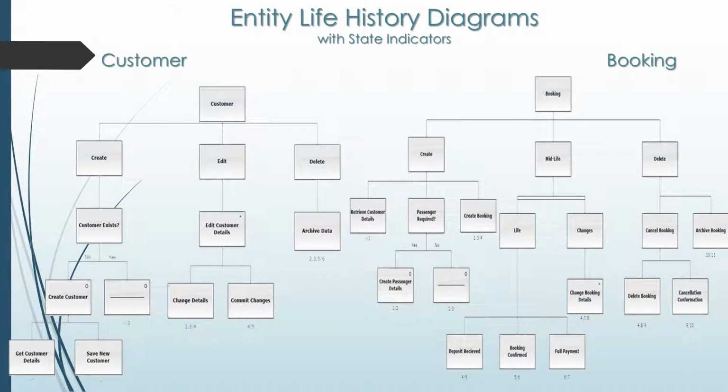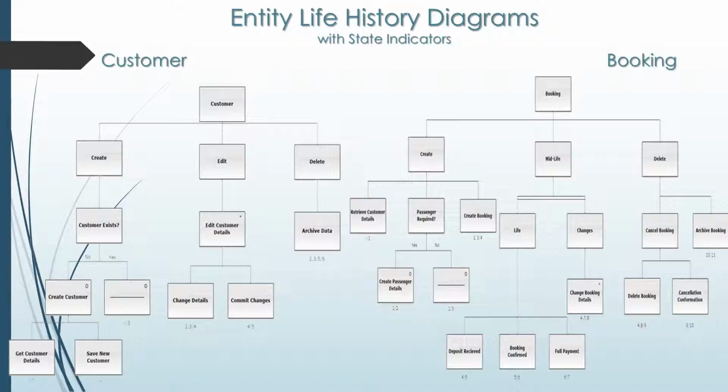The next step after creating an entity relationship diagram is to create an entity life history diagram for each entity to represent the data's lifespan from the time it was created, when it gets modified, and by what events, and the deletion or archiving, in this case, of its data. The ELH shows both customer and booking and the processes involved.